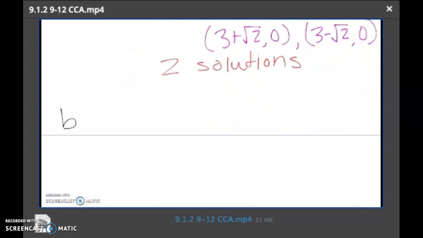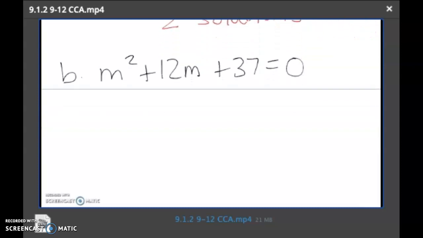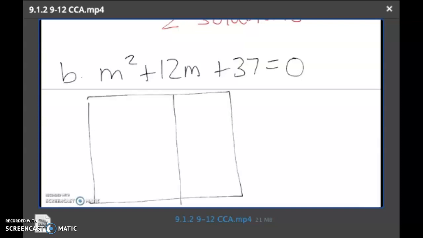So problem B is m squared plus 12m plus 37 equal to 0. Okay, I've already got it in standard form, so I'm going to go ahead and set up my equation mat. I've got an m squared tile, and I have 12 m's, so I'm going to split those up and put 6 of them here, and 6 of them to the right of my m squared.